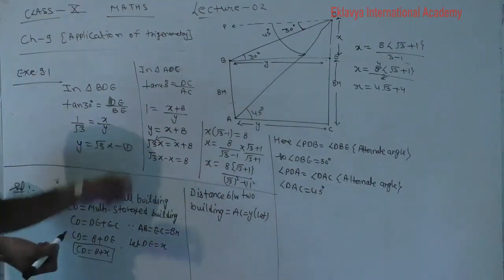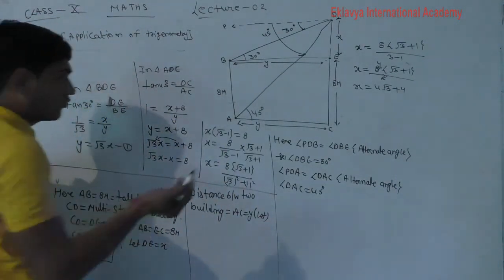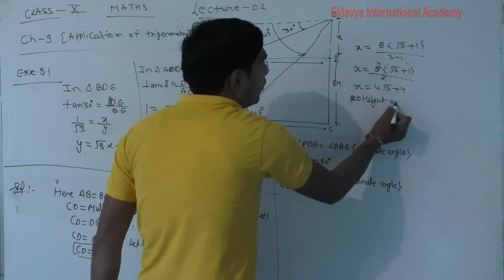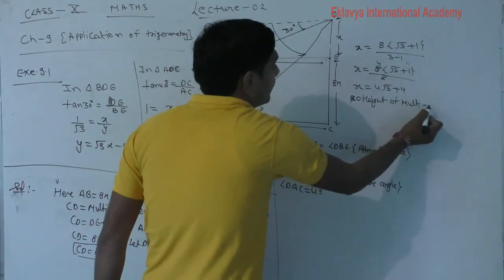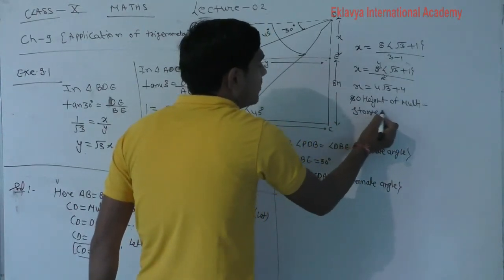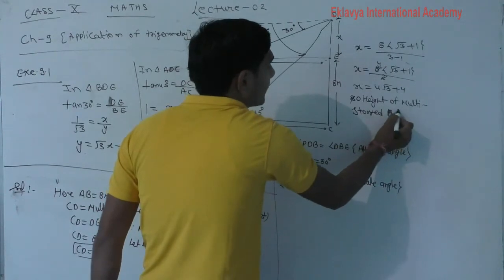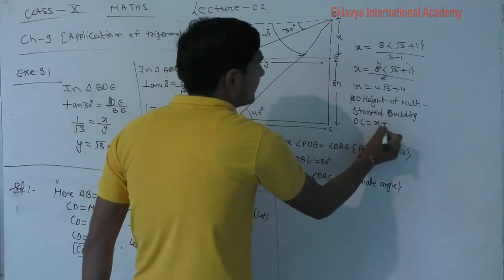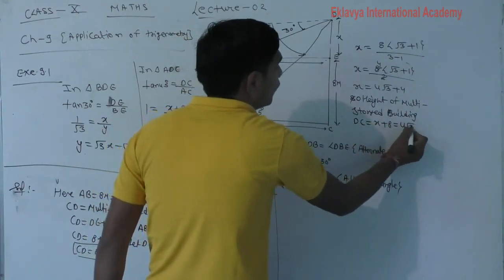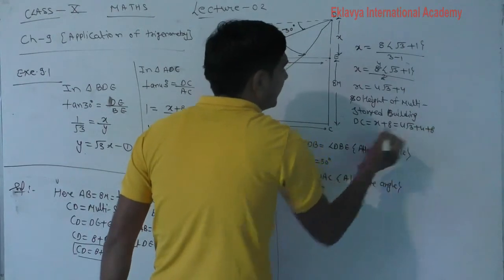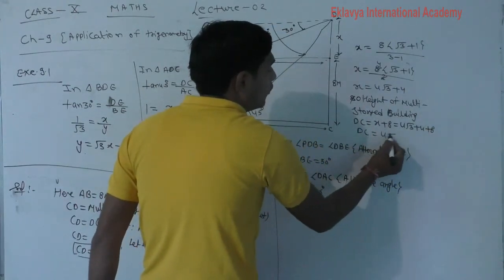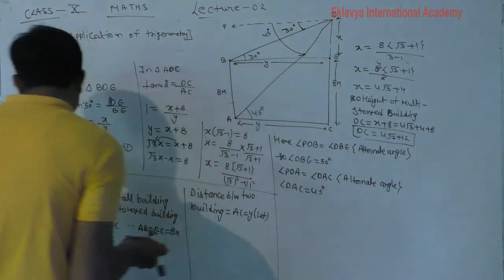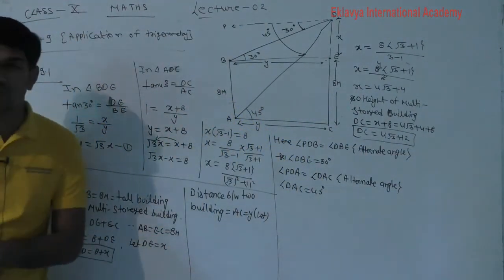But what do you have to find out? The height of the multi-storey building. So height of the multi-storey building, that is DC, X plus 8, 4 root 3 plus 4 plus 8, so that DC will come 4 root 3 plus 12. Okay, that is the height of the multi-storey building.